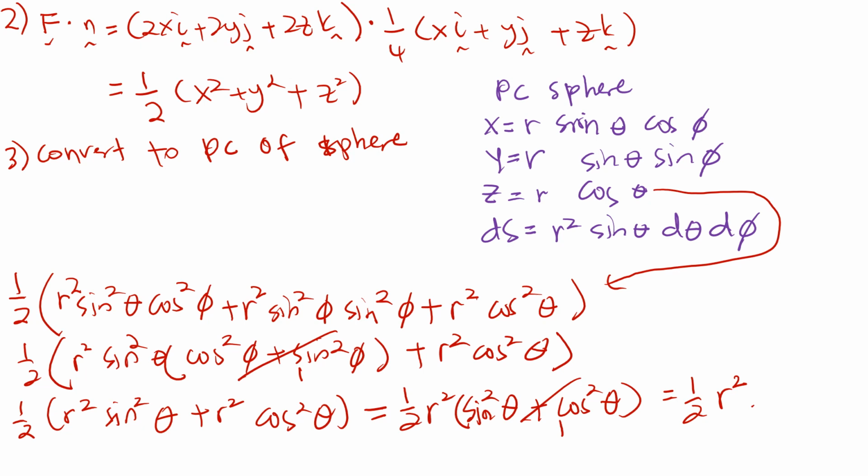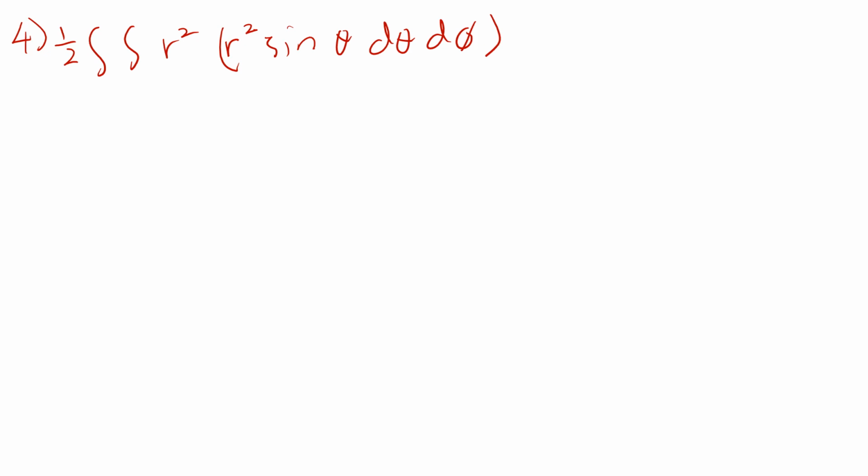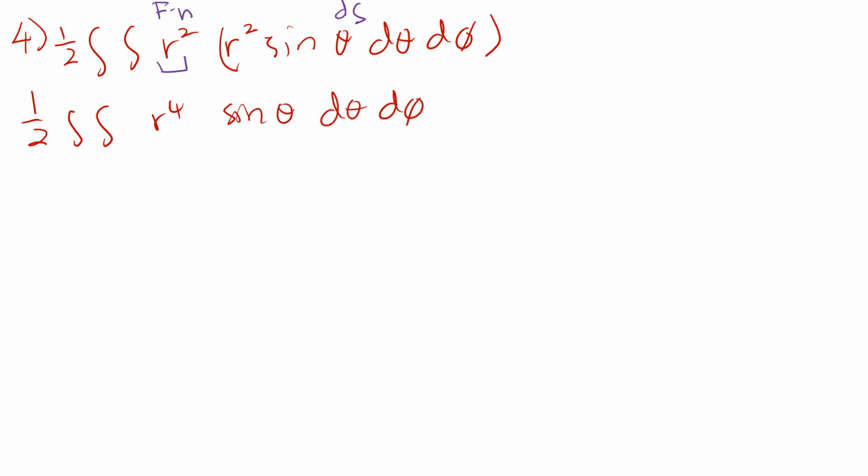Alright. The next is, going to integrate it, 1 over 2 r squared sine theta d theta d phi. So this is dS, right? This is dS, and this is F dot n in polar coordinates, 1 over 2 r squared. Alright, so what is the limit? Okay, maybe I can simplify it first. You get 1 over 2 r to the power of 4 sine theta d theta d phi. Remember, we just want to integrate with respect to theta and phi. So r should be substituted.